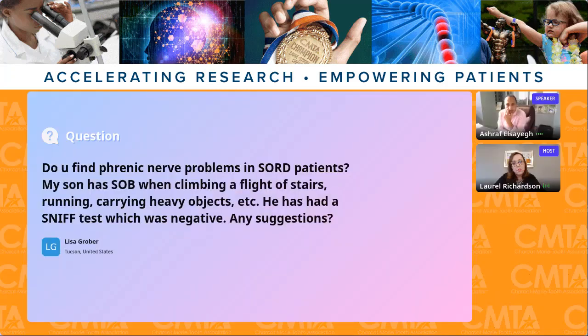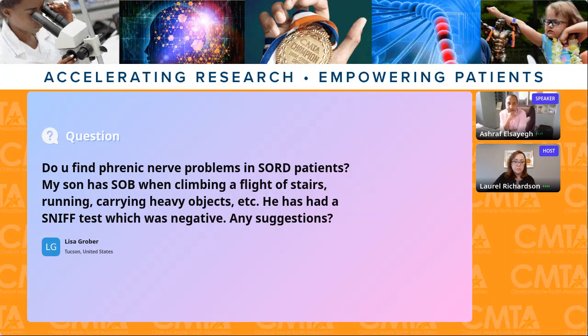And this relates to SORD patients. SORD is one of the new genetic mutations, but wanted to share this. Do you find phrenic nerve problems in SORD patients? My son has shortness of breath when climbing a flight of stairs, running, carrying heavy objects, etc. He had a sniff test, which was negative. Any suggestions?